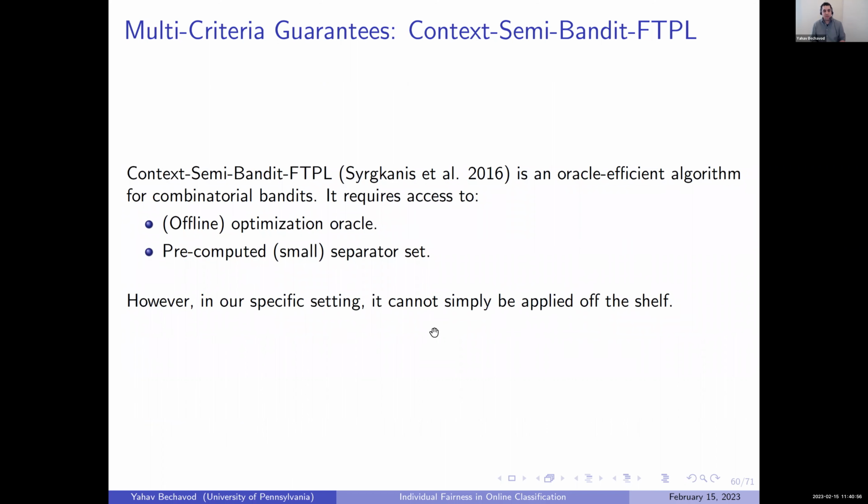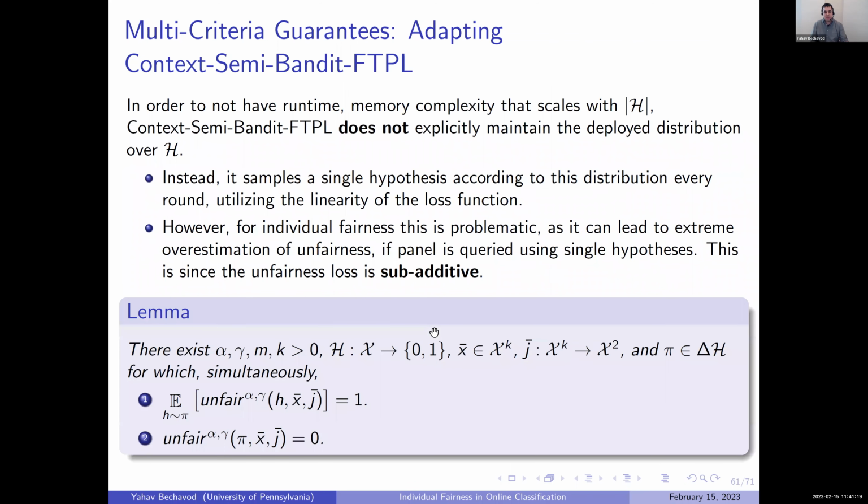So the point that I was making is about FTPL style algorithms, so algorithms that are oracle efficient, so they have access to an offline optimization oracle. And in this case, we have this additional needed assumption on the hypothesis class of a small separator set. So given these two primitives, we can have an oracle efficient algorithm. But where is the problem with our setting specifically with using this algorithm off the shelf?